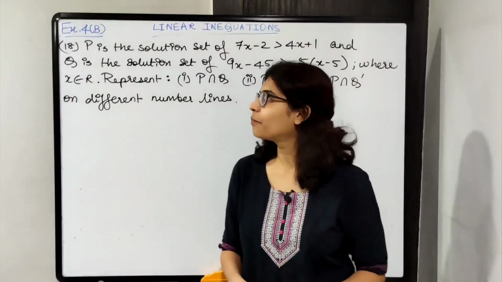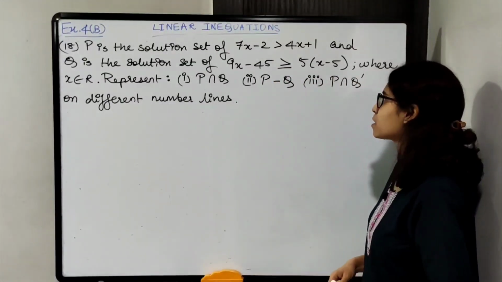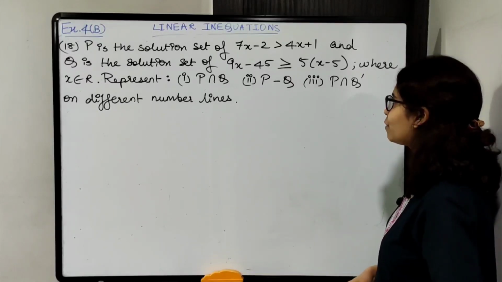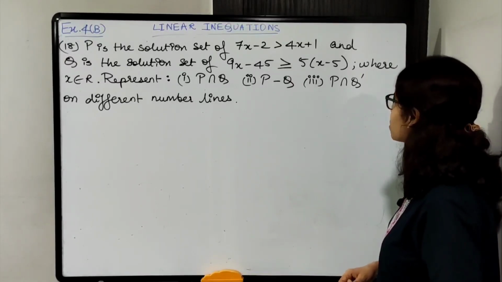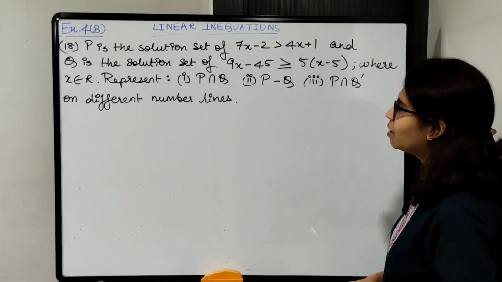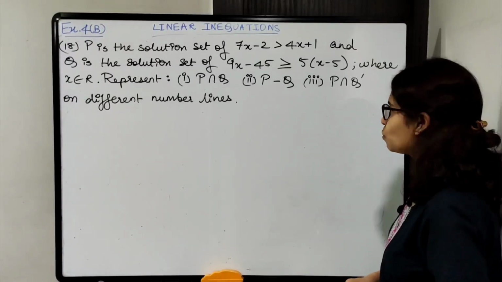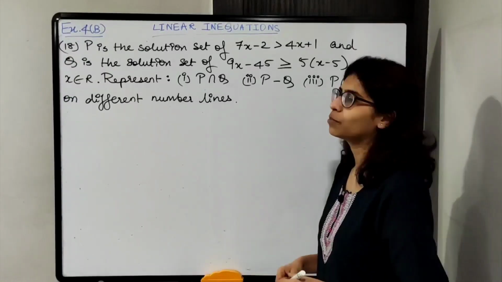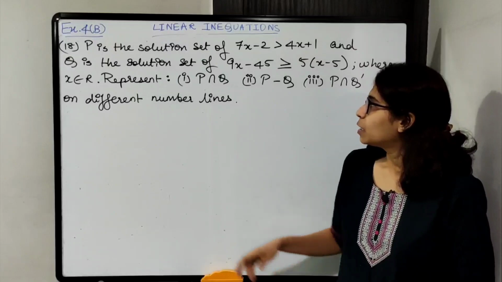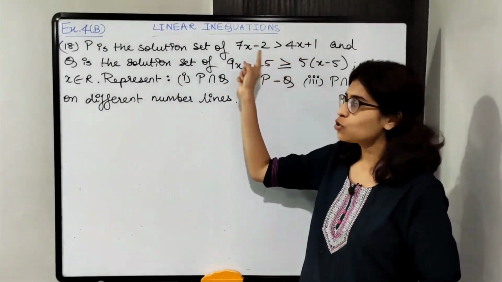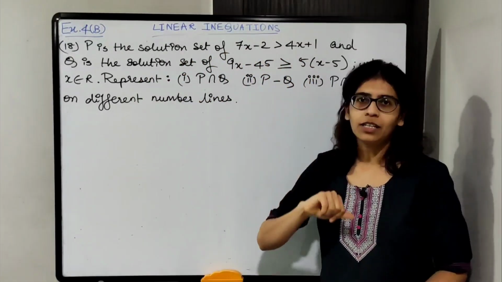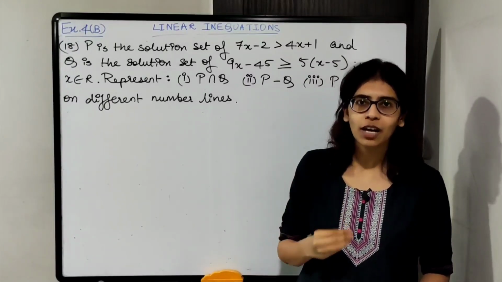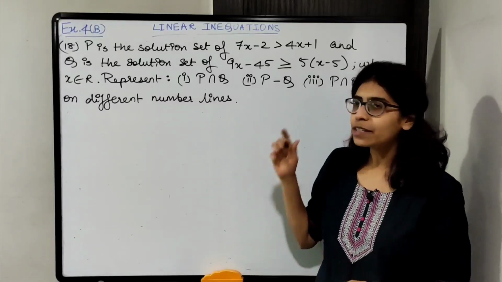Question number 18. P is the solution set of 7x minus 2 greater than 4x plus 1, and Q is the solution set of 9x minus 45 greater than or equal to 5 into x minus 5, where x belongs to R. Represent first part P intersection Q, second part P minus Q, third part P intersection Q dash on different number lines. P is the solution set of this inequation and Q is the solution set of this inequation. So first you need to solve the inequation. Find out करना पड़ेगा range क्या है. Okay. So let us solve first.